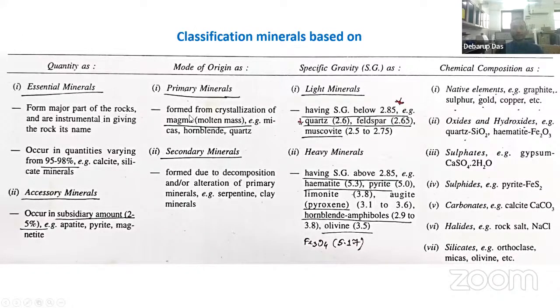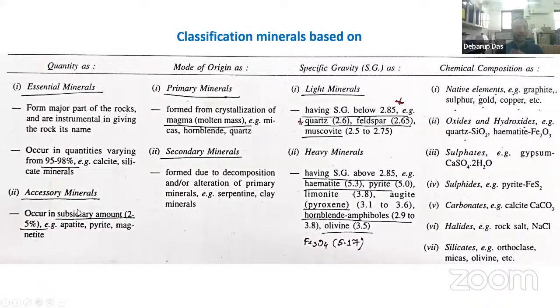Now, I have taken this from Schegel's book. This is a very important table, which classifies the minerals based on four types: quantity, mode of origin, specific gravity, and chemical composition. Based on quantity: essential and accessory. Essential means forming the major part of the rock and instrumental in giving the rock its name, occurring in quantities varying from 95 to 98%, for example, calcite.